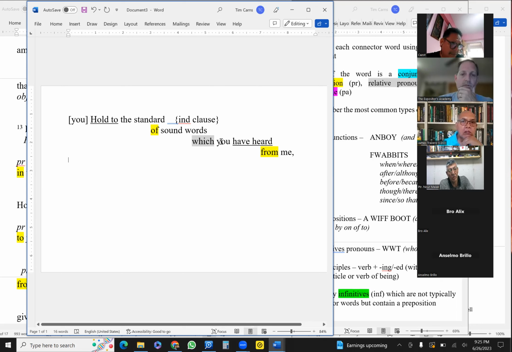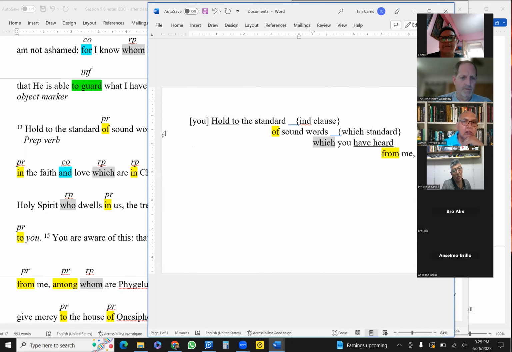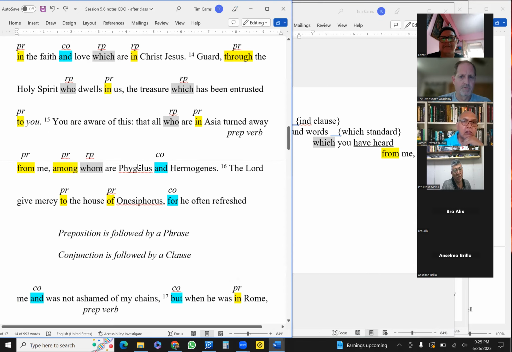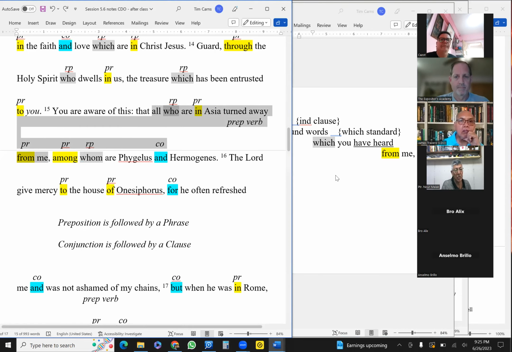All right. This is how. So which, which standard or what kind? And then which words and where. The other one we saw here, prepositional verb, was in the lower portion, sir: all who are in Asia turned away from me.